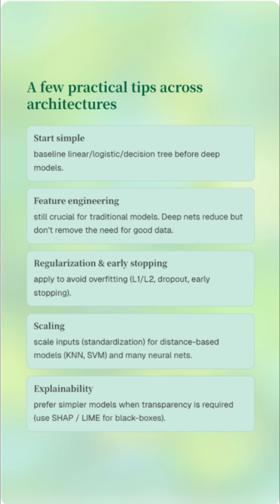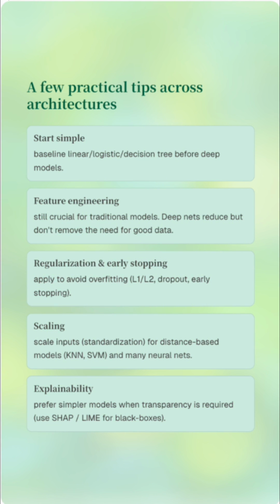Here are a few practical tips that apply across machine learning architectures. Tip number 1, start simple. Begin with a baseline model like linear regression, logistic regression, or a decision tree before moving on to deep learning models. Tip number 2, feature engineering still matters. It's especially crucial for traditional models. Deep neural networks can reduce the need, but they don't replace the value of clean, well-structured data.